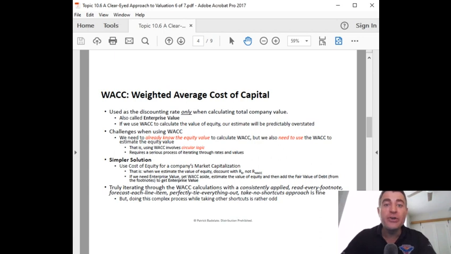All right. So we can use the weighted average cost of capital if you're doing an enterprise value calculation, with total company value. I actually still would say that this is a little bit of a challenge because it requires circular logic, as I have there in the second bullet point. We would technically need to already know the equity value to calculate a weighted average cost of capital, but we need the weighted average cost of capital to calculate the equity value. So it's circular logic. Is that solvable?